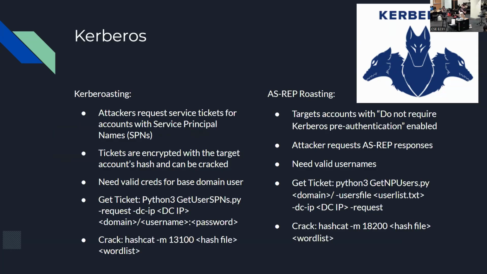So there's a whole process of AD and tickets and everything, but the gist of it is you're going to request a service principal name ticket, and they're encrypted with the target's account hash. So you can take that and decrypt it with a tool called Hashcat, and you'll need valid creds for a base domain user if you want to do this. But then with decrypting it, you'll get the entire password for that, and it's often an admin that you're able to Kerberoast.